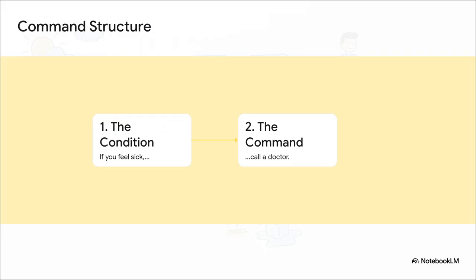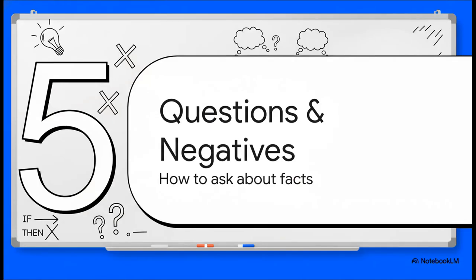And the structure for this is super, super simple. You've got the if part, that's the condition, and then the result is just a command, what we call the imperative. It's just the basic form of the verb. If you feel sick, call a doctor. It's a direct instruction based on a very clear condition. All right, feeling good so far?